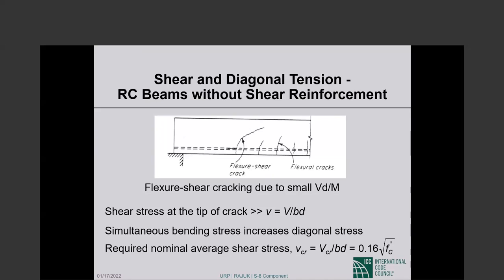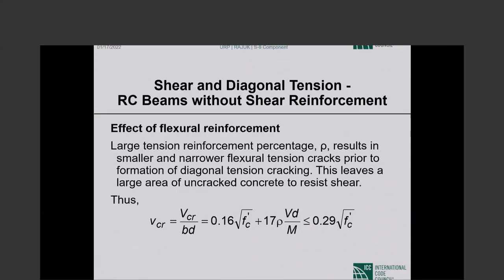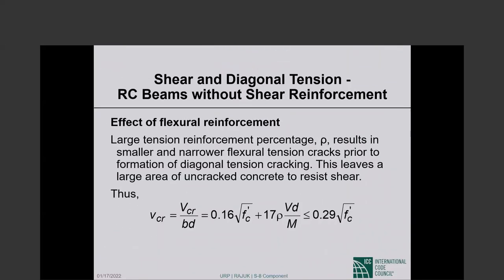It is much more variable. Everything depends on the proportions of the beam, if it is a thin webbed beam and all kinds of things. But the flexure shear cracking happens at a lower stress than web shear cracking. And this is why flexure shear cracking is much more common than web shear cracking.